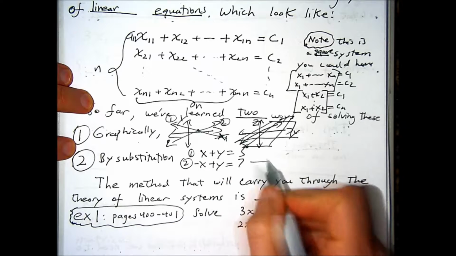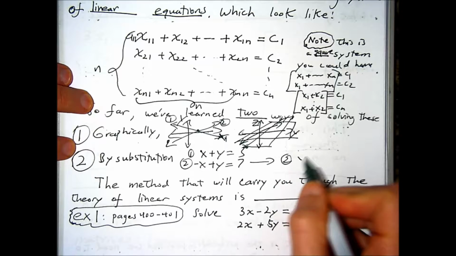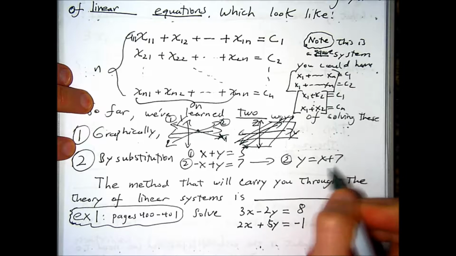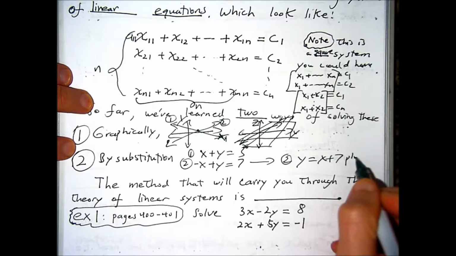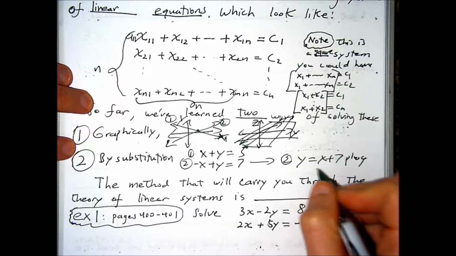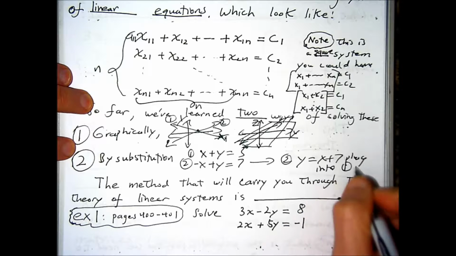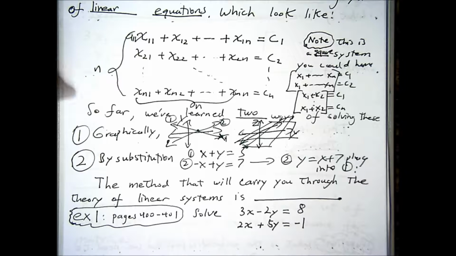We call this equation 1, we call this equation 2, and we might solve equation 2 for y, and we get y is equal to x plus 7. And then we would plug that into equation 1, and then we'd solve for x and so on. And we did it last time, so I won't do it again.